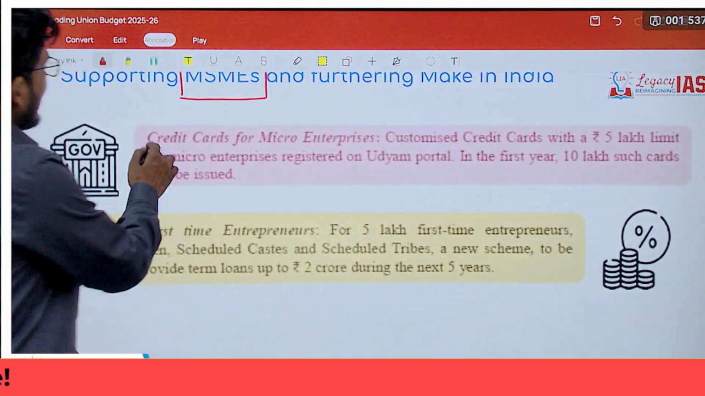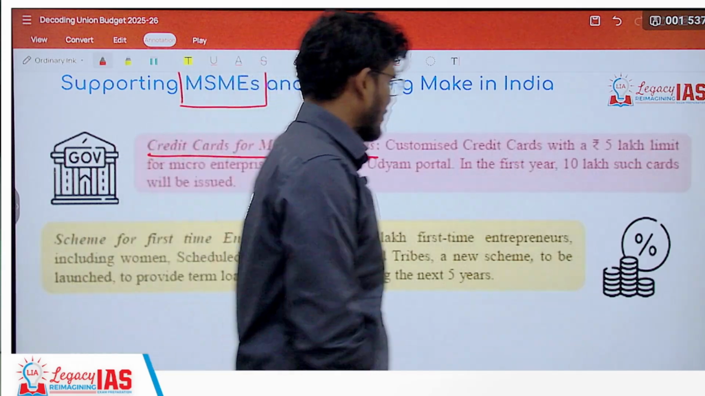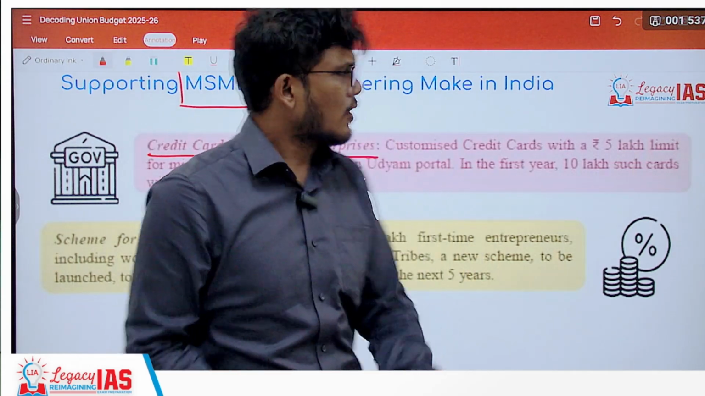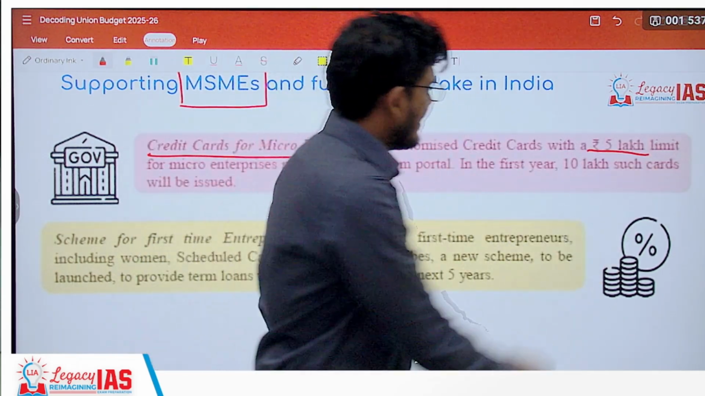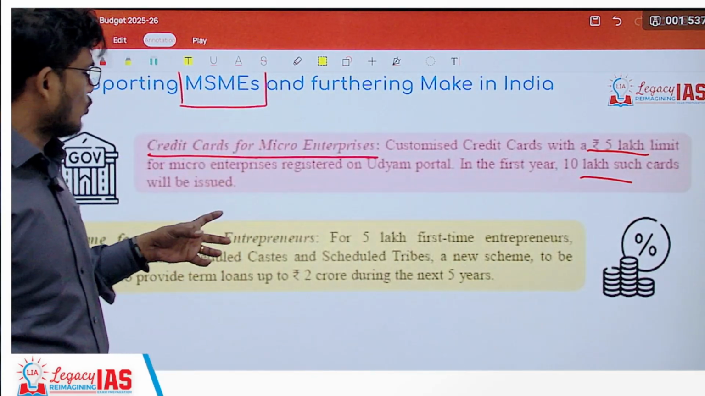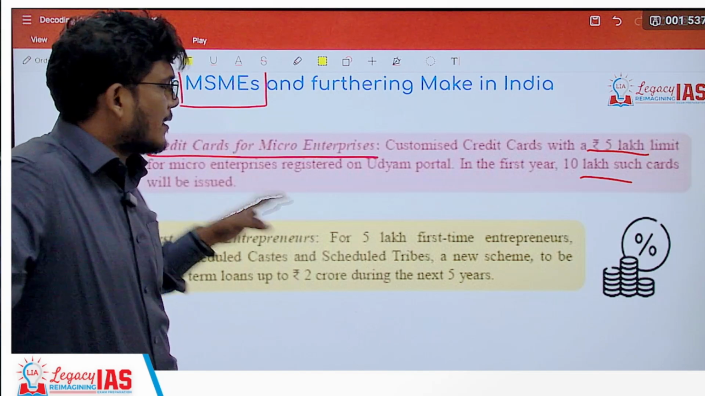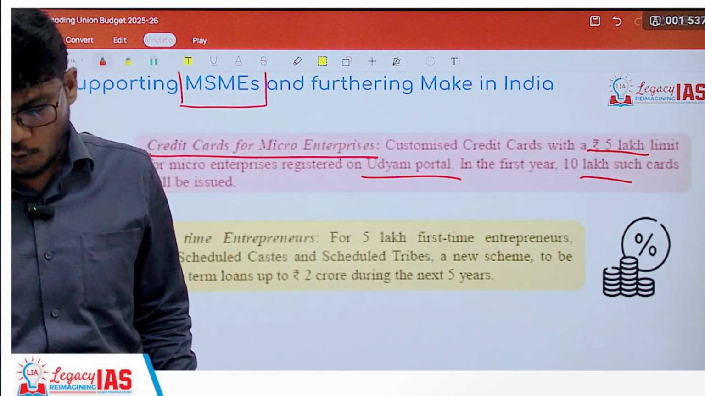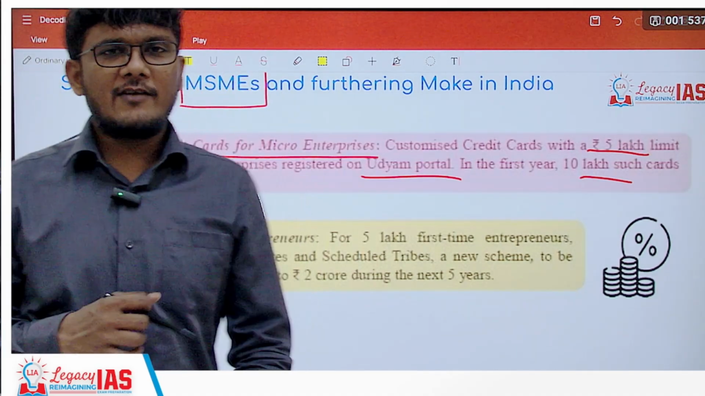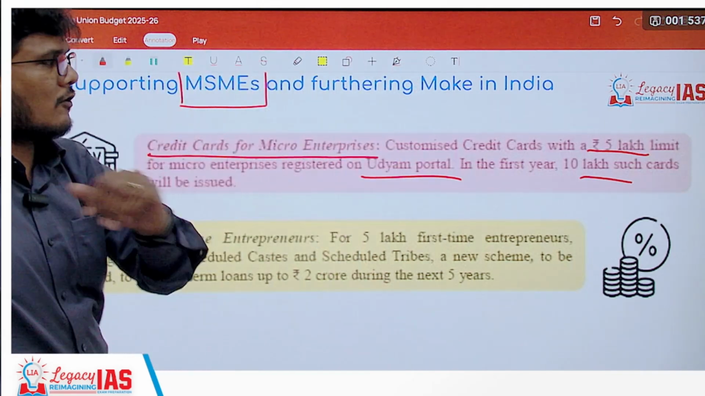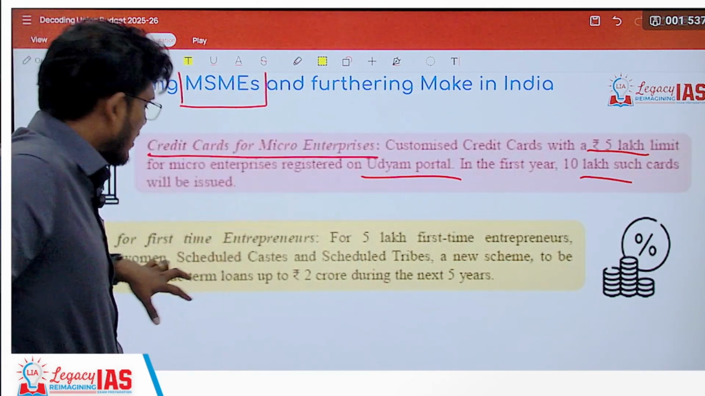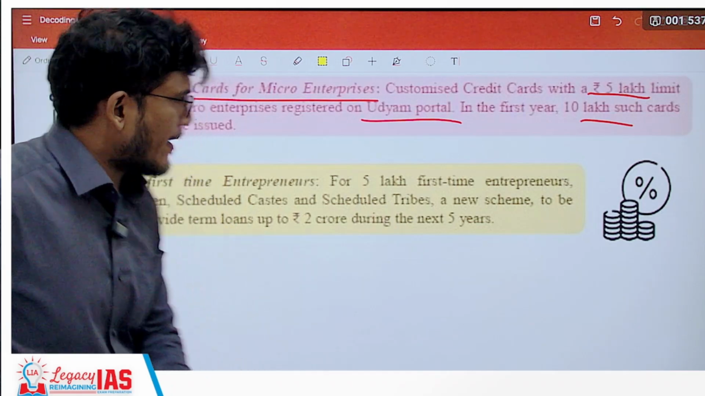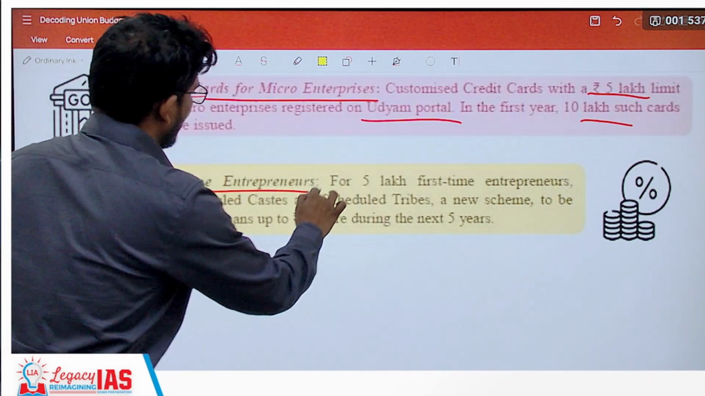First things first, credit cards have been introduced for MSME, micro enterprises specifically. Now they are customized credit cards with a credit limit, of course. So the limit is what? 5 lakh, and around 10 lakh such cards will be issued. To whom will it be issued? To the micro enterprises that are registered on the Udyam portal. Udyam means business. So whichever micro enterprises are registered on the Udyam portal will get a customized credit card worth rupees 5 lakh. Now, apart from that, the government is coming up with a scheme for first time entrepreneurs.